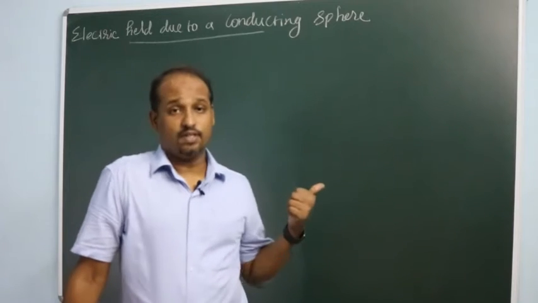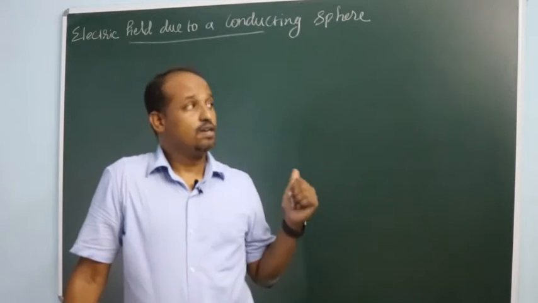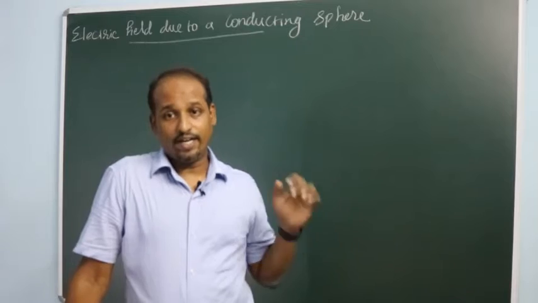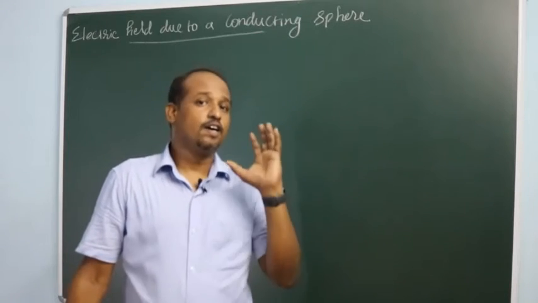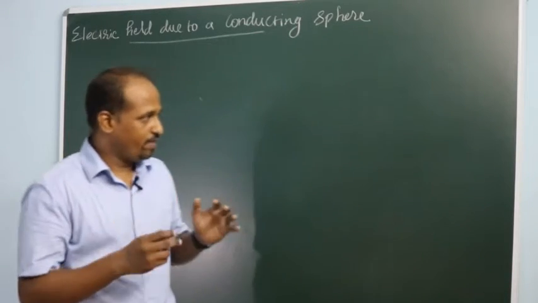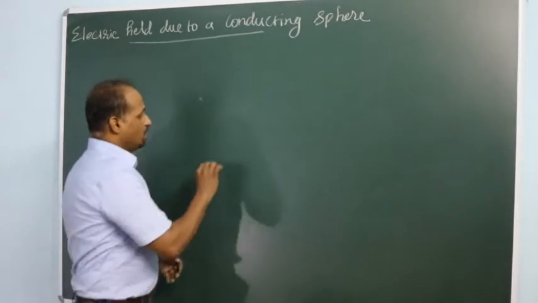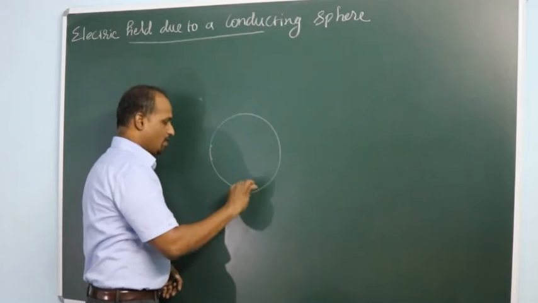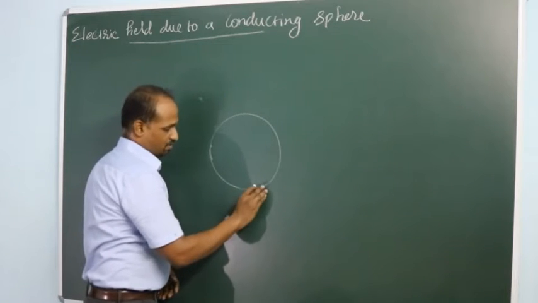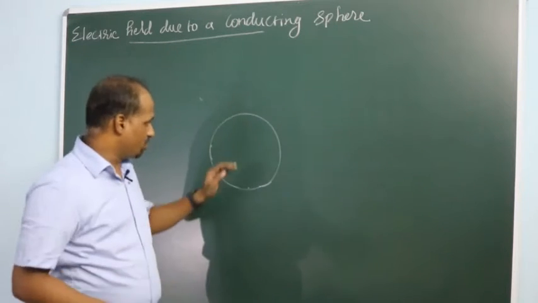In continuation of the applications of Gauss law, what we are going to now look at is electric field due to a conducting sphere. So first we need to understand how the charges get distributed in a conducting sphere. Suppose you have a conducting sphere. It is almost impossible to create only one electron over here.